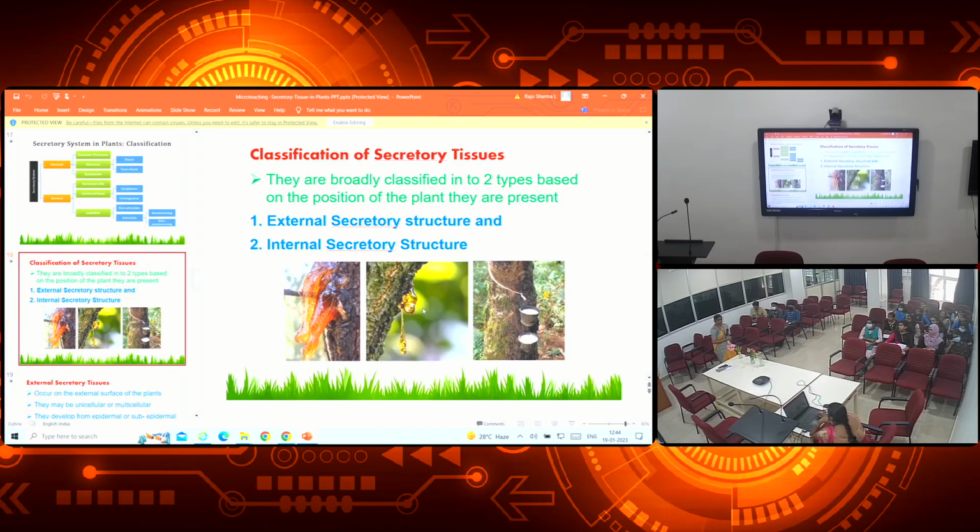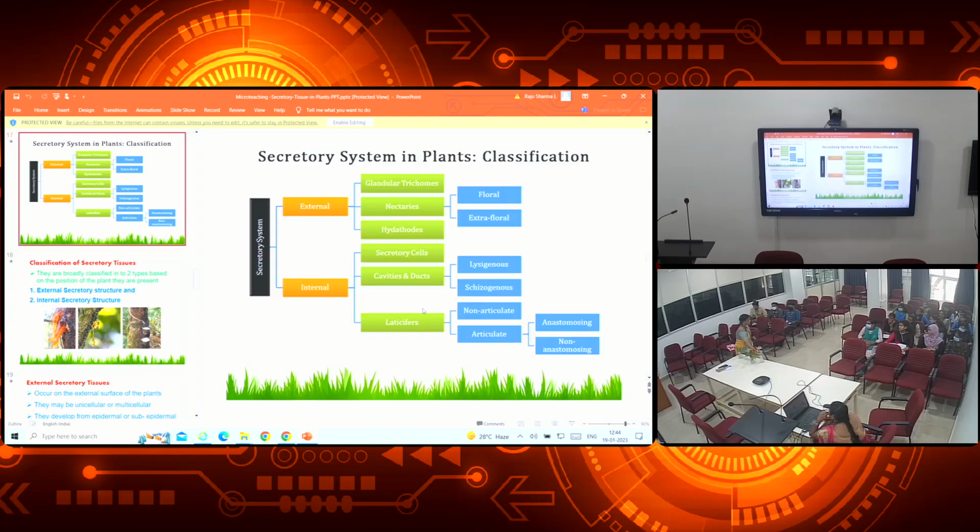For the best example, this is Calotropis, which you know well. If we peel it or harm it, the latex comes out. This latex has medicinal uses.